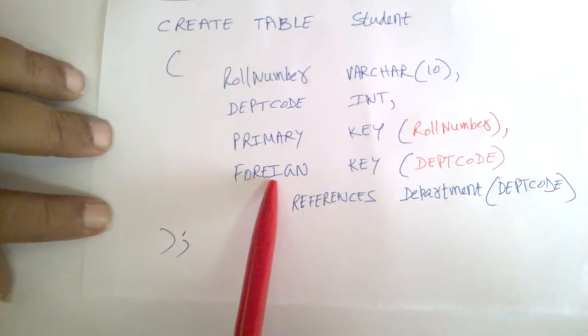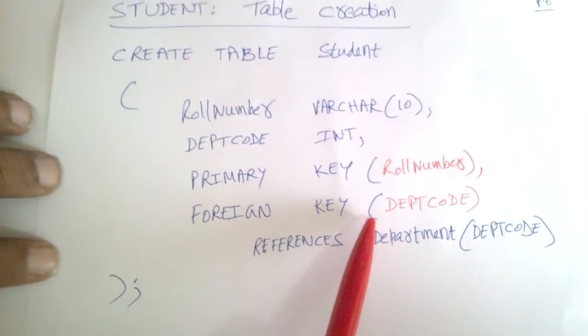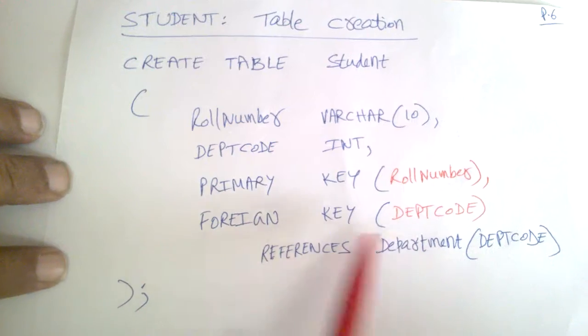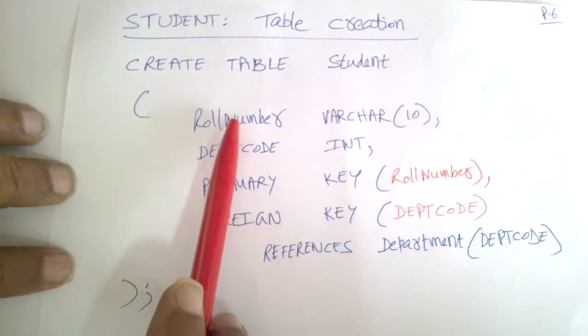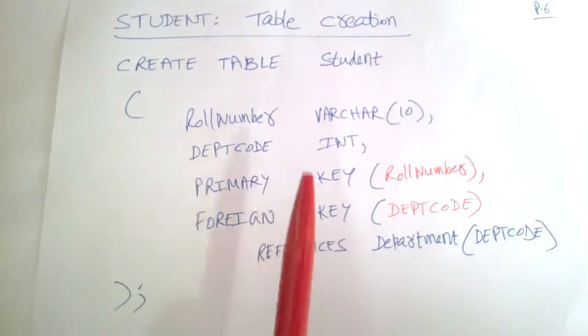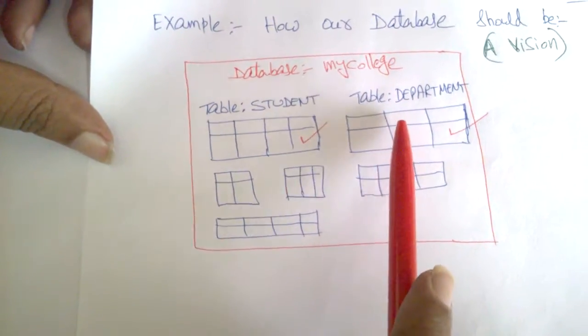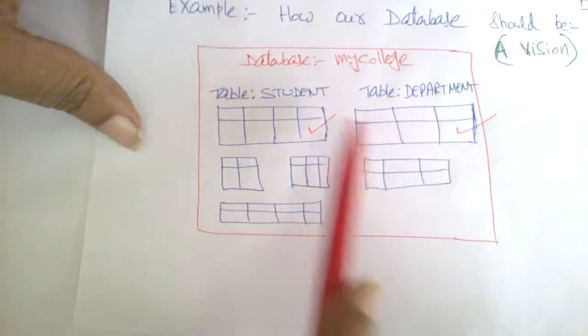Now, this is an important aspect. Foreign key. In the student table, we have seen in the previous video that department code is a foreign key. So this is how we create the foreign key constraint here. Roll number is a primary key and department code is a foreign key. These are both specified here. So what we have accomplished now is that we created the database my college, we created the table department, and we created the table student. So these three we have created successfully.